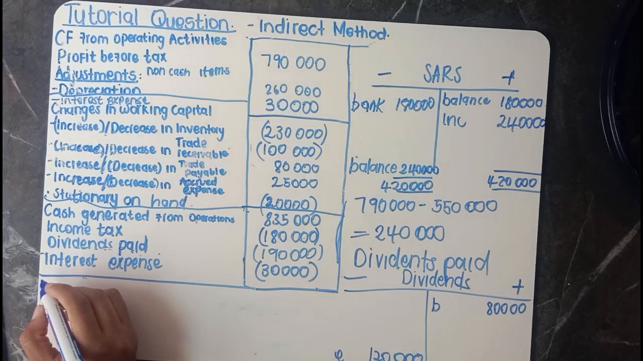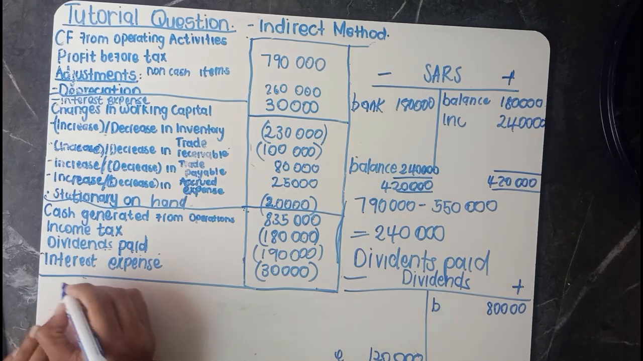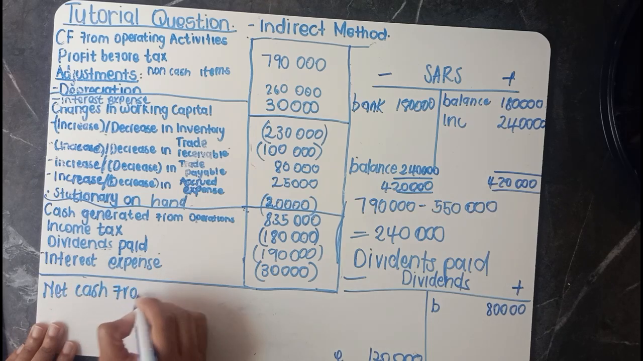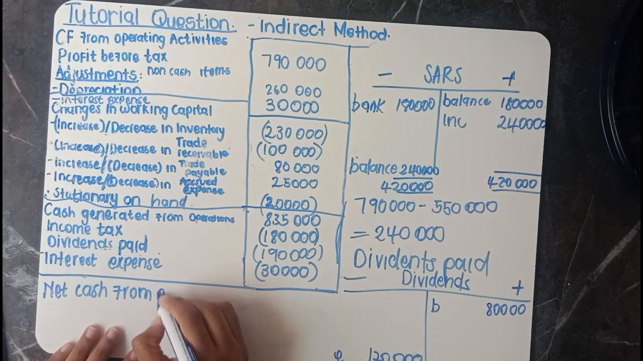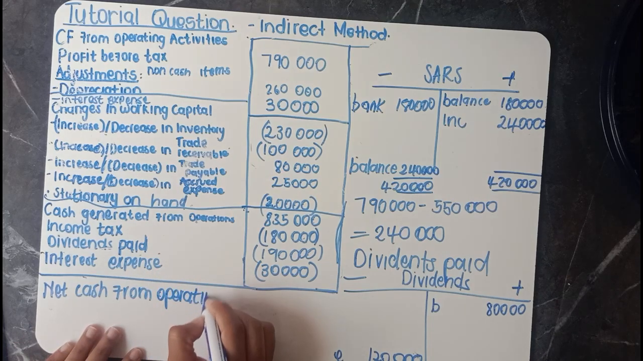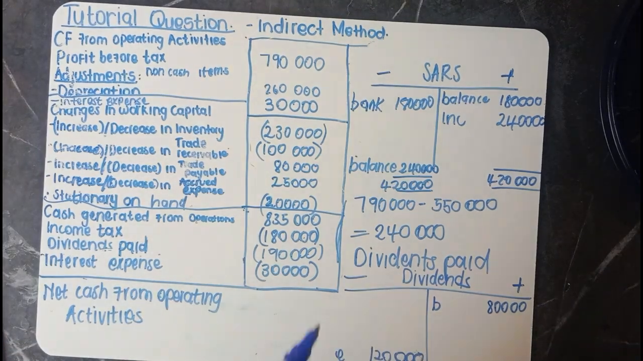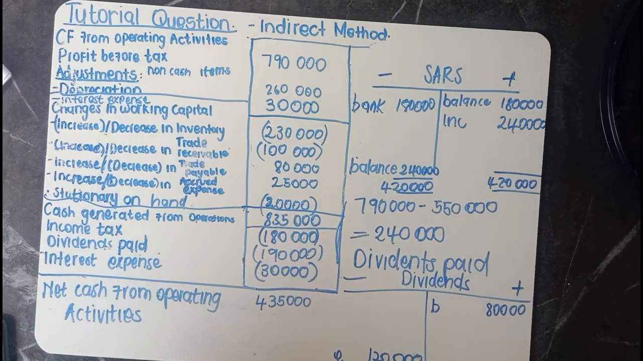And then now we're going to have our net cash from operating activities. Let me calculate that off camera so I can save time in the video, because already some time has passed for this question. Okay, so this is the calculated amount for our net cash from operating activities.